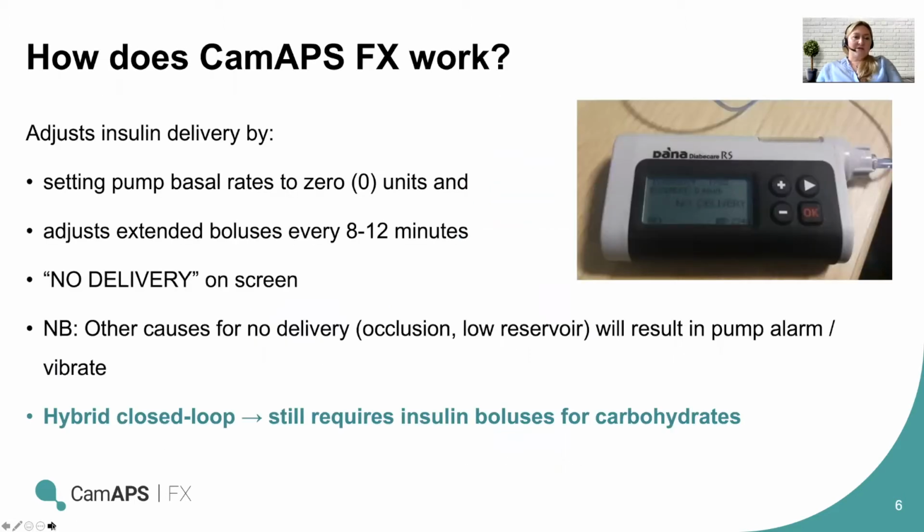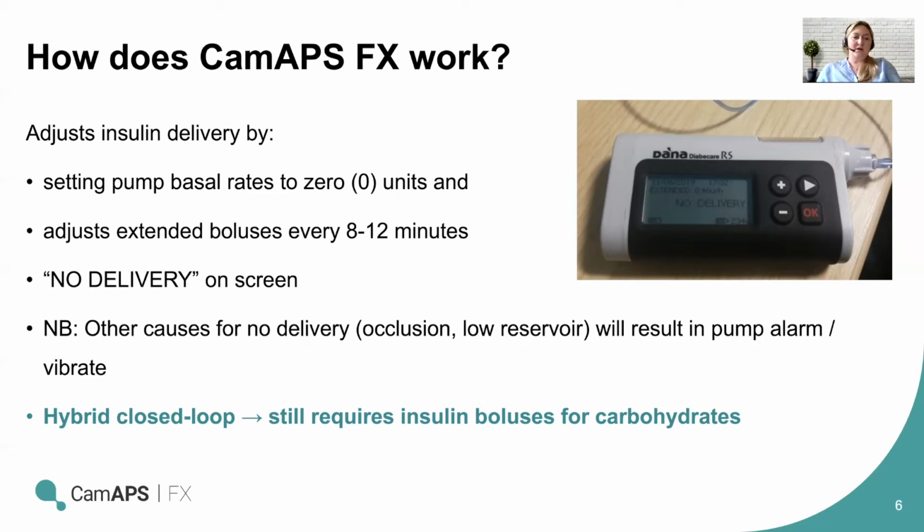And it works by adjusting insulin delivery by turning off the pump's preset basal and instead giving a really small extended bolus every 10 to 12 minutes based on the sensor glucose levels. And when the system's running in auto mode, you see no delivery flashing on the screen like you can see in that photo there, because what that means is no standard basal insulin delivery. It's switched it off and it gives a small extended bolus, like I said, every 8 to 12 minutes. If there was an issue with the pump, it would be beeping or buzzing and flashing occlusion, low reservoir, low battery, those sorts of other things.